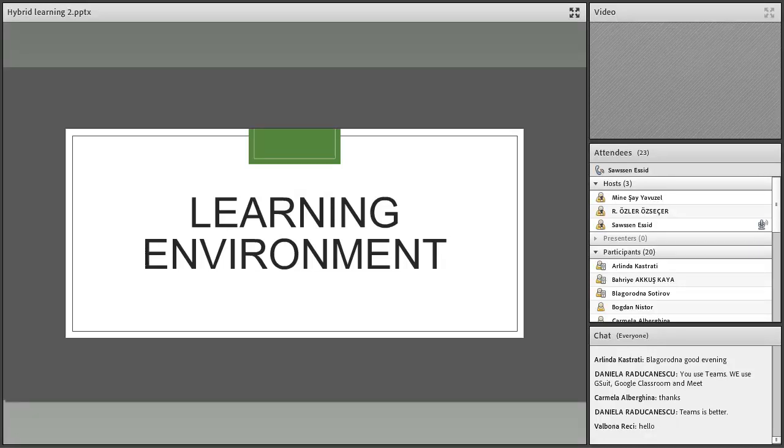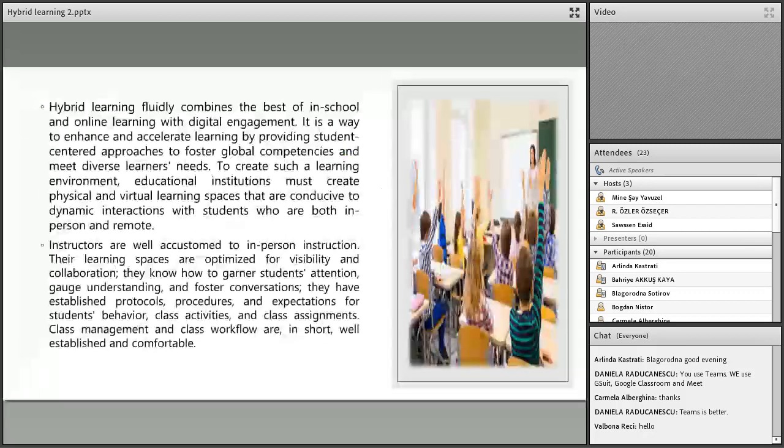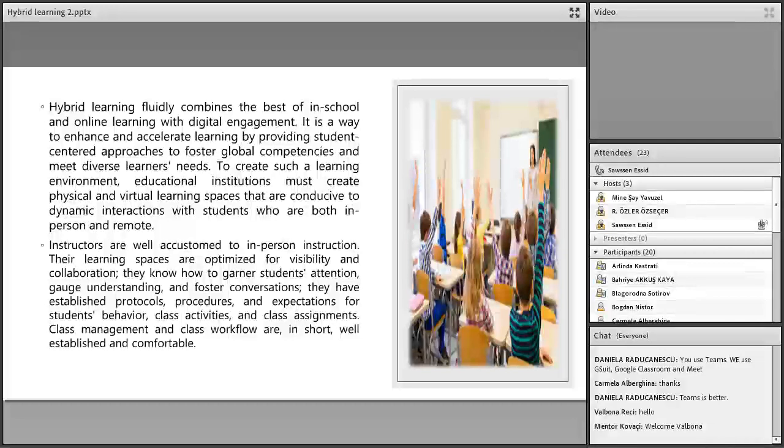Let's move to the first one, the first element, which is learning environment. As you can see in the picture, in a normal situation, in a physical class, in a face-to-face experience, the teacher can see all his or her pupils. It is really something clear to her. But when we are moving to hybrid learning, things will change. Hybrid learning fluidly combines the best of in-school and online learning with digital engagement.